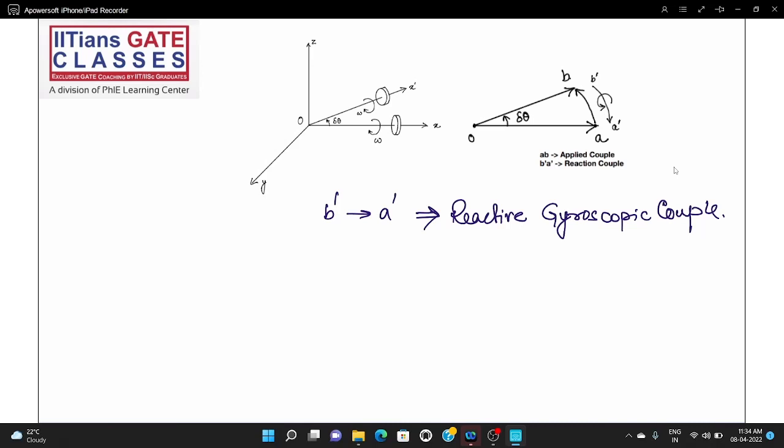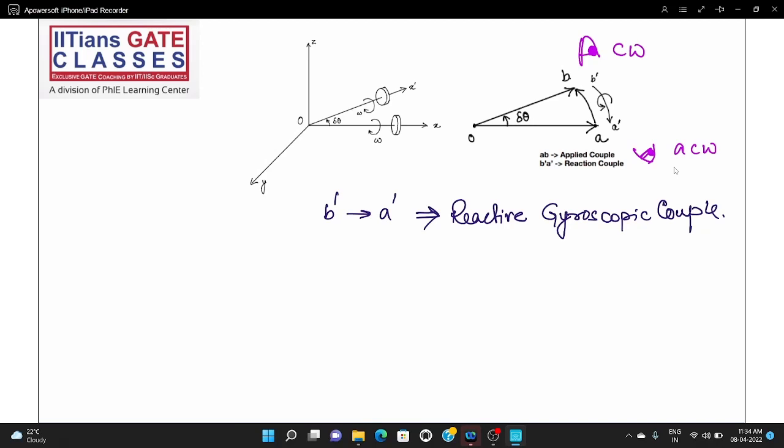So what is the direction? Again, you will use the right hand thumb rule. Point your thumb from B dash to A dash and curl your fingers. You'll see that your fingers are curling in this side. So if you see it from the A dash side, you'll feel as if this is anti-clockwise. If you see from the B dash side, the same vector, same rotation, you'll feel that this is clockwise. So it matters from which direction you are seeing.